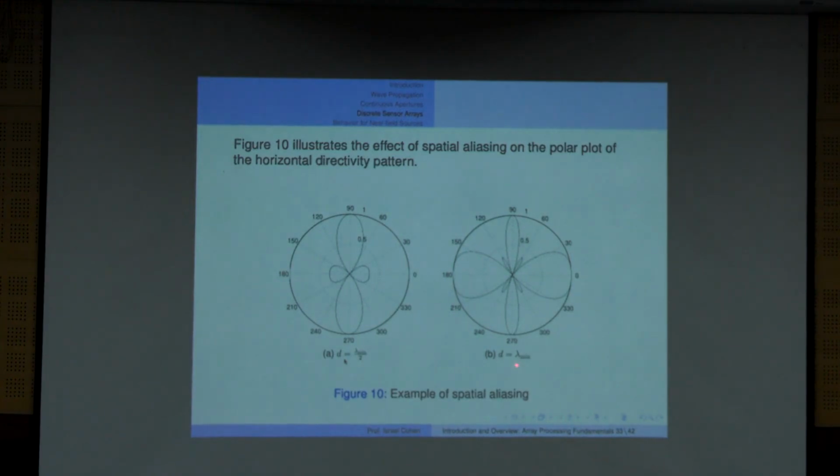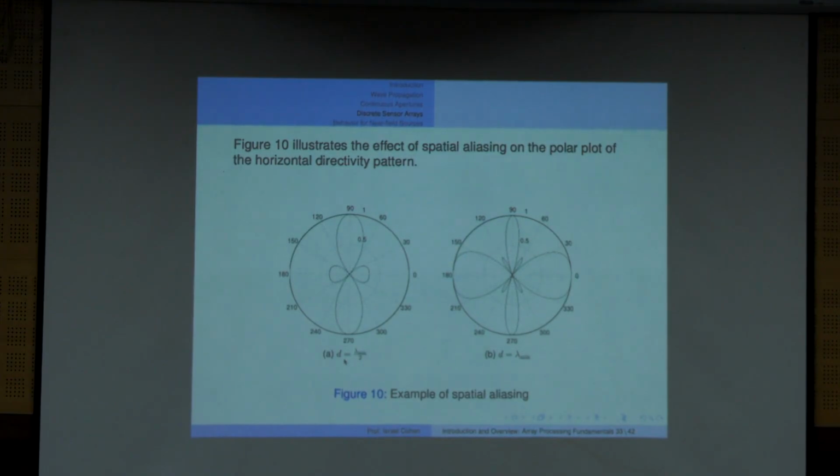But here, lambda equals the distance between the sensors. So for this frequency, if we increase the frequency such that the wavelength equals the distance between the sensors, we see a large response also to a signal that comes from 0 degrees. And this is undesired. It means that if we have two sources, one that comes from 90 degrees and one from 0 degrees, with that frequency or that wavelength, we cannot distinguish. We don't know what is the direction of the source.